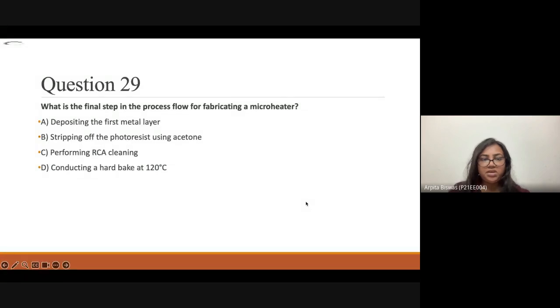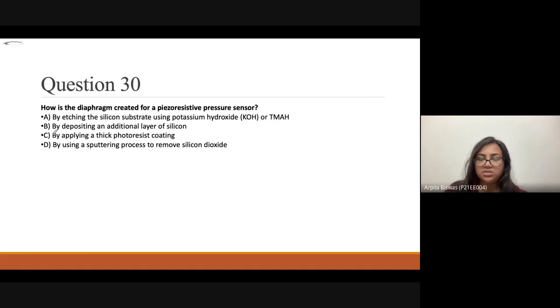What is the final step in the process flow for fabricating a microheater? First is depositing the first metal layer. Second is stripping off the photoresist using acetone. The third is performing the RCA cleaning. And the fourth option is conducting a hard bake at 120 degrees centigrade. So the right option is option B, stripping off the photoresist using acetone. So next move toward question number 30.